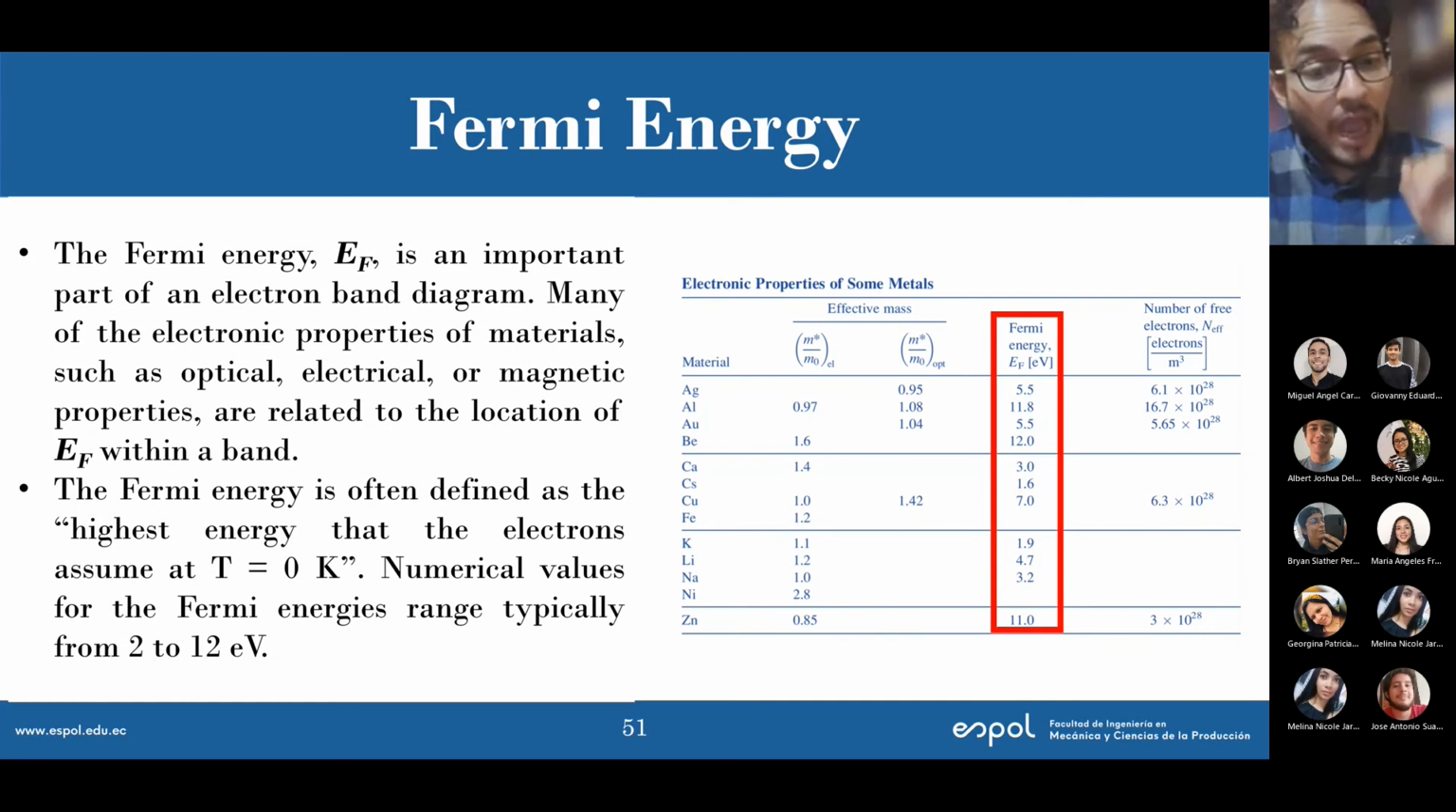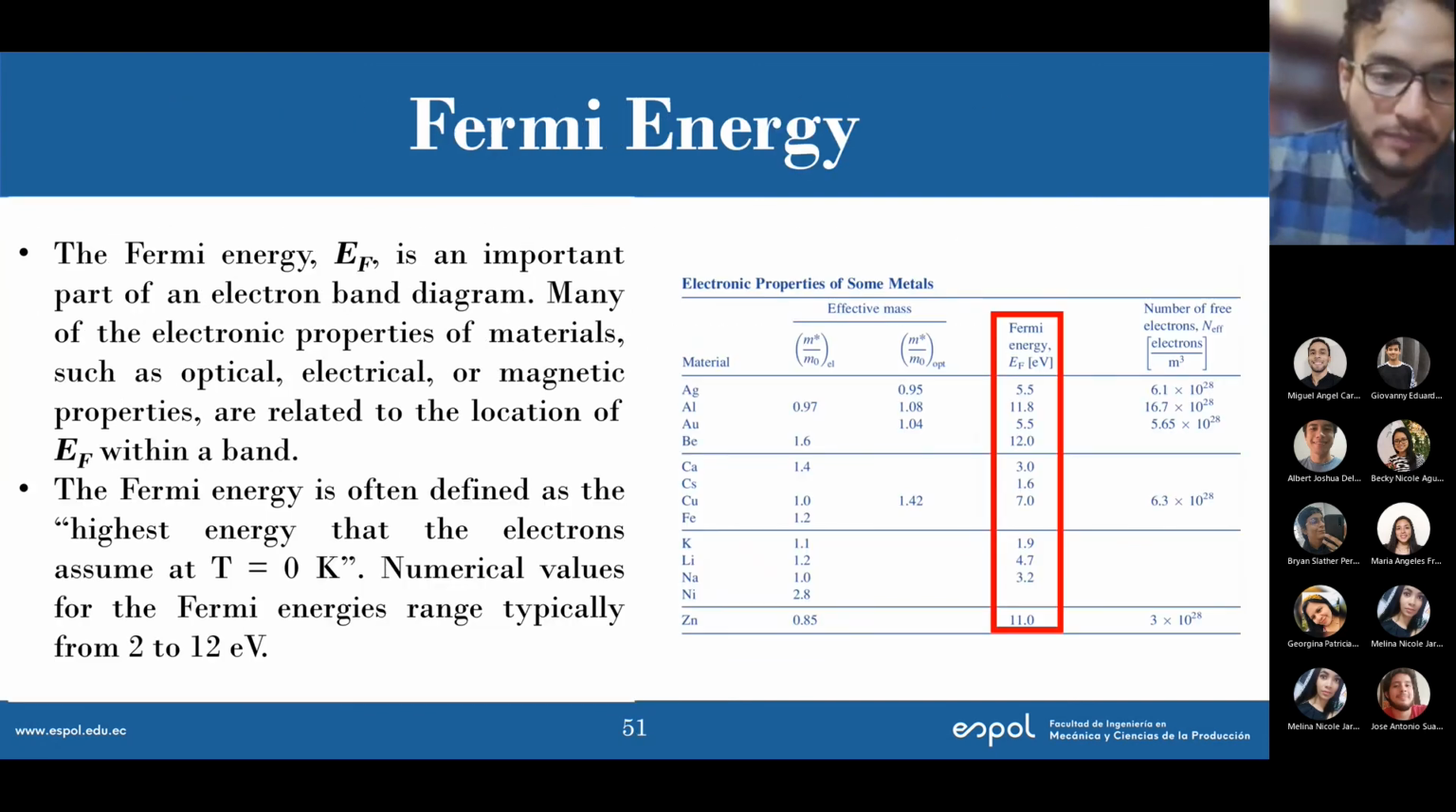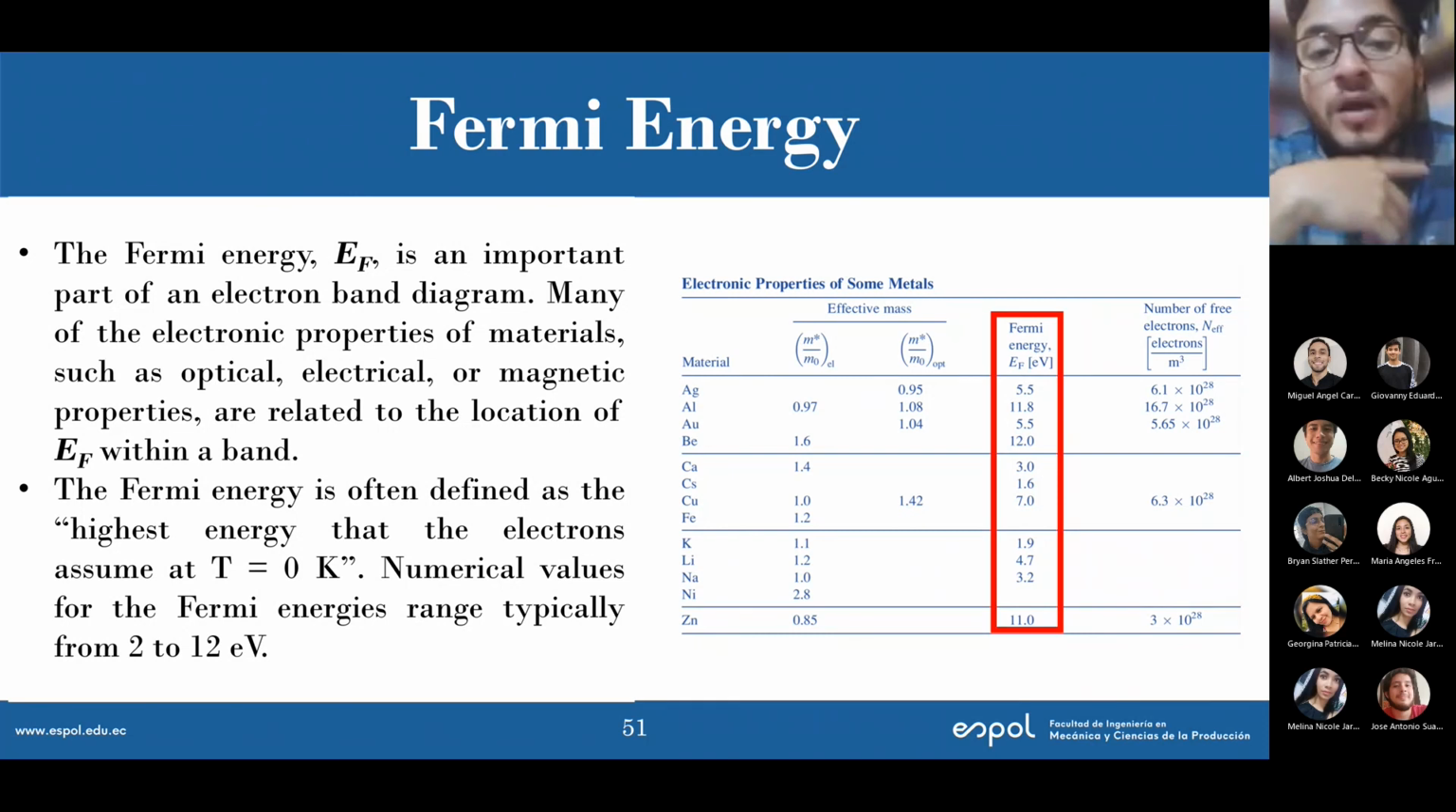For now, I'm going to say the Fermi energy is the highest energy that electrons can assume when T equals 0 Kelvin. But that's actually quite confusing. If you look for the concept of Fermi energy, that's probably the concept that's going to pop up, right? It's the highest energy that the electrons can assume when the temperature is equal to 0. But that's a bit confusing, so I'm going to redefine that in the next slide. So bear with me.